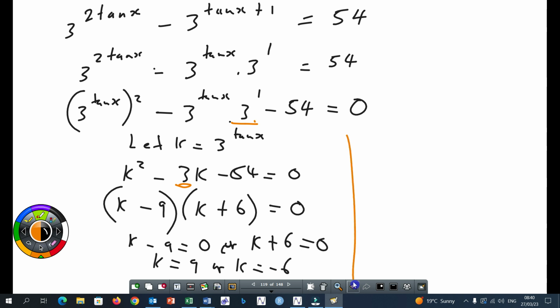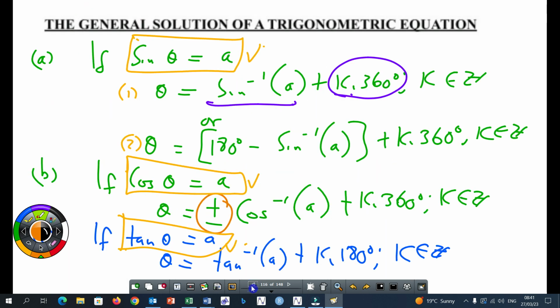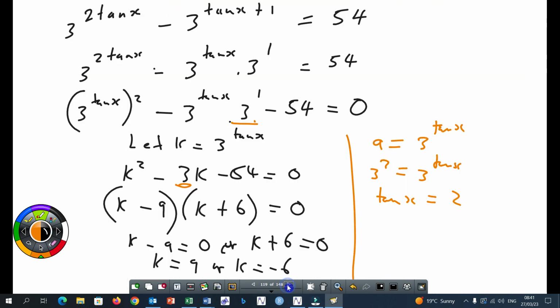So now I've got my 9 here, so it will be 9 equal to 3 to the power of tan x. So this gives me 3 squared equal to 3 to the power of tan x. So tan x is equal to what? To 2. Now, check this, my general solution. No stress at all. So I'll just write theta equal to shift tan of 2 plus k times 180, where k is an integer.